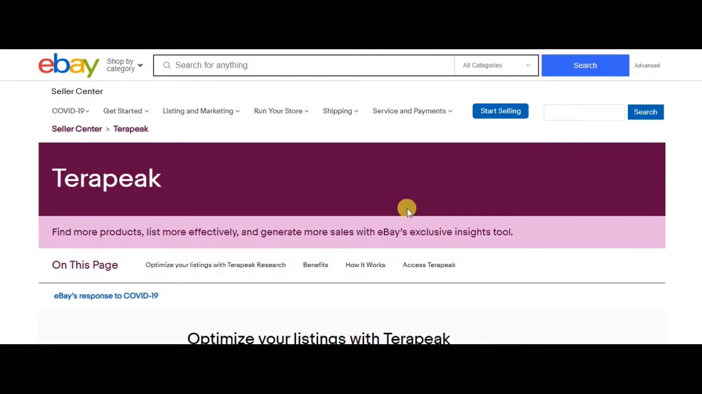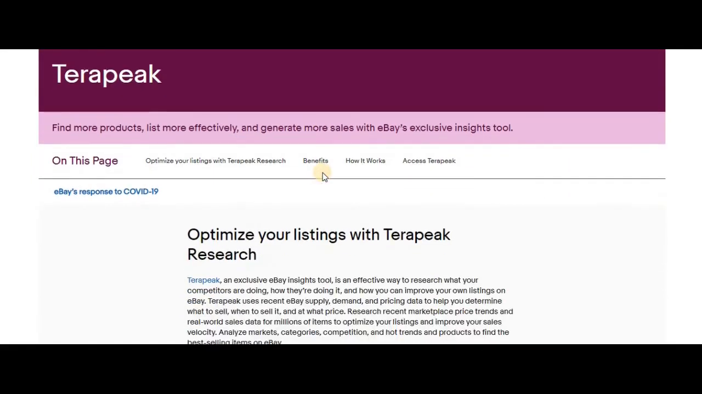As a reminder, you have access to Seller Hub at no cost, but you need to opt into Seller Hub and be logged into eBay to access the data.